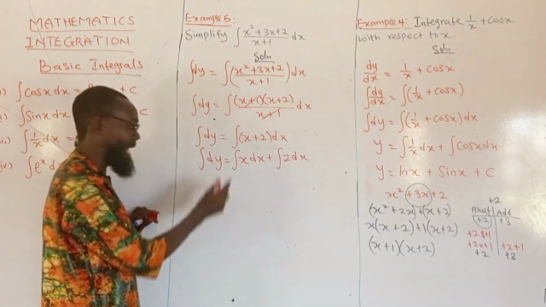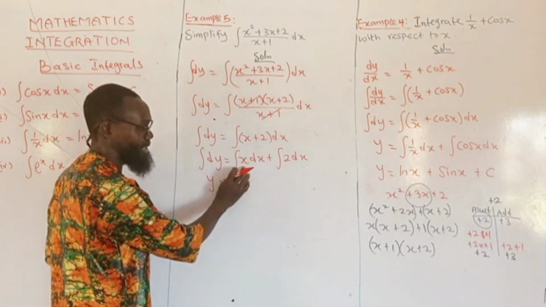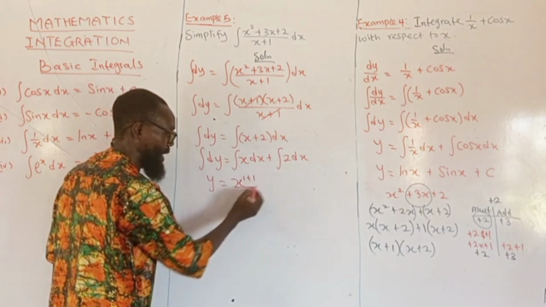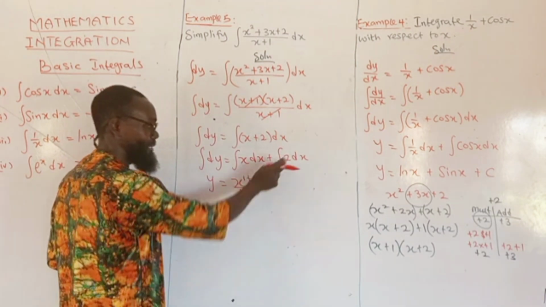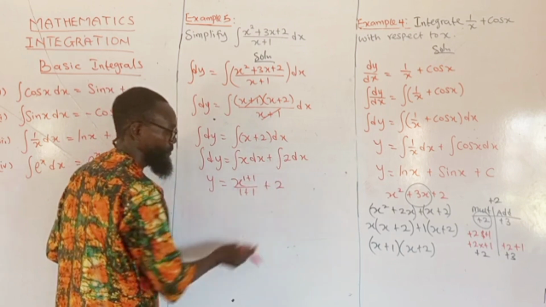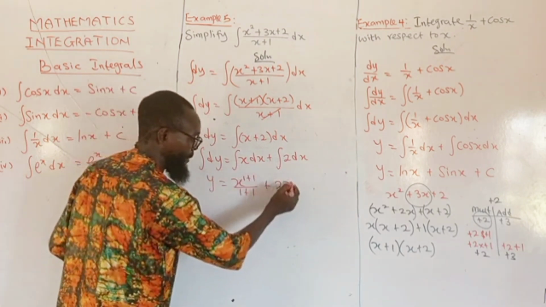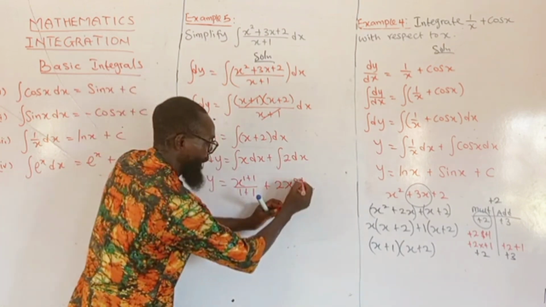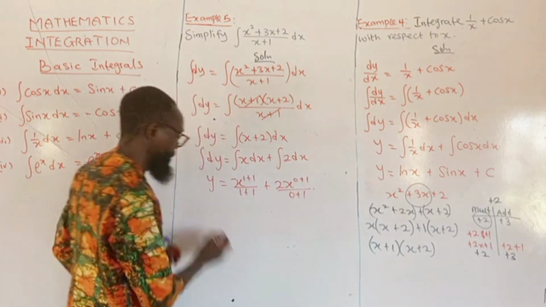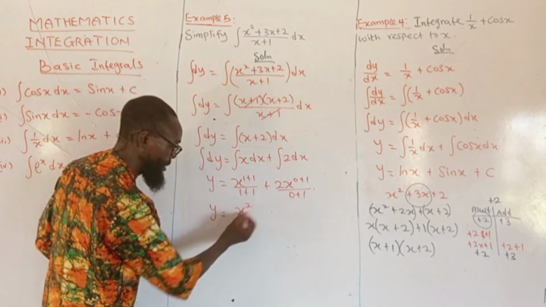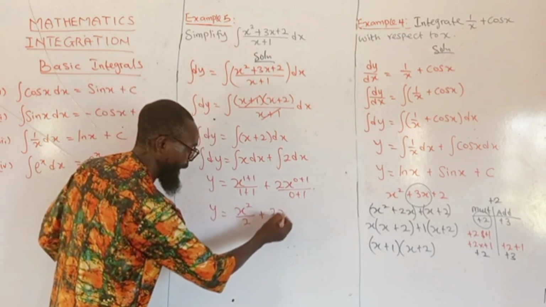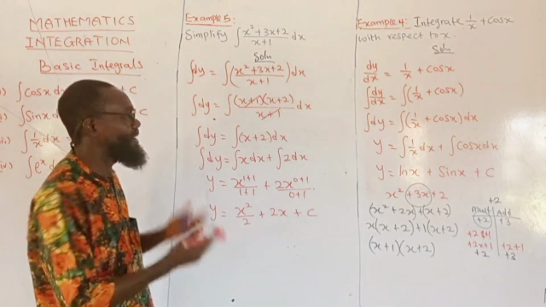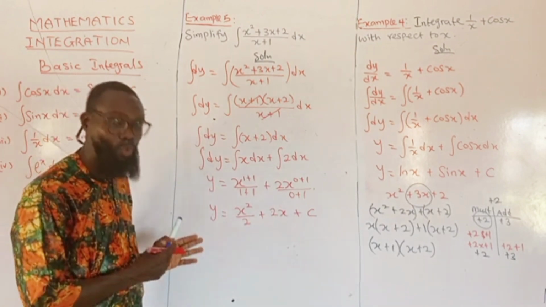When you integrate dy, I have y equals, I want to integrate this x power. Don't forget x is to the power of 1. So 1 plus 1 over 1 plus 1, plus, when you integrate a constant, we have 2. We're talking in terms of x power 0, because x power 0 is what? 1. And to integrate, you have 1 over 0 plus 1. So y equals x squared over 2 plus 2x, introduce a constant c. So this is another way of solving this integration question.